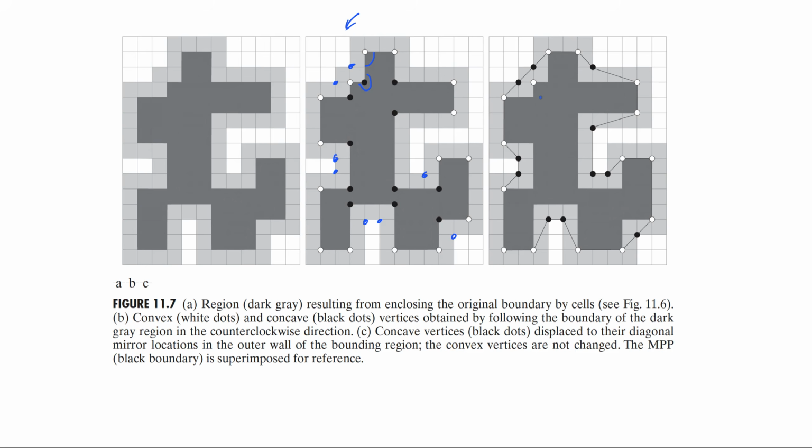In the last figure, instead of taking the dark dot on the inner wall, I am considering only the dark dot on the outer wall. And we see that the vertices of the minimum perimeter polygon coincide either with the convex vertices, that is the white dots, or the mirrors of the concave vertices, that is the black dots in the outer wall. A little observation will reveal that only the convex vertices of the inner wall and the concave vertices of the outer wall can be the vertices of the minimum perimeter polygon. Thus, our algorithm for finding the minimum perimeter polygon needs to focus the attention only on these vertices.